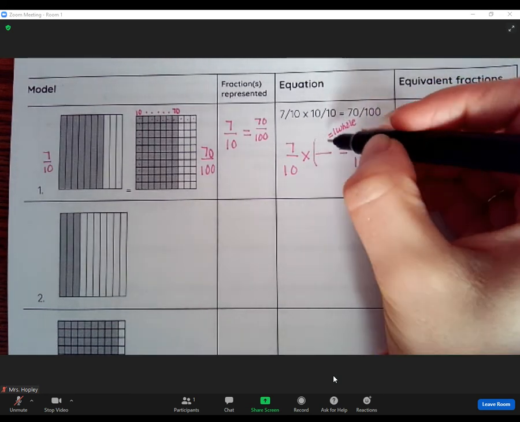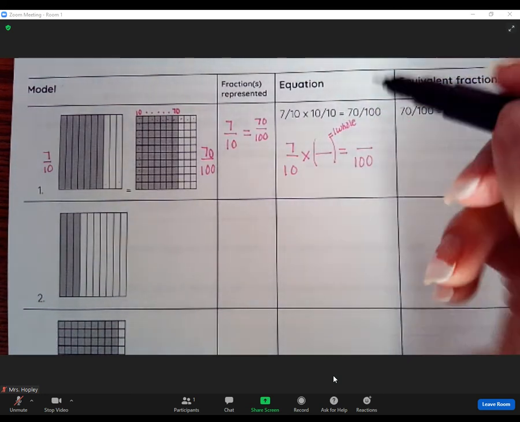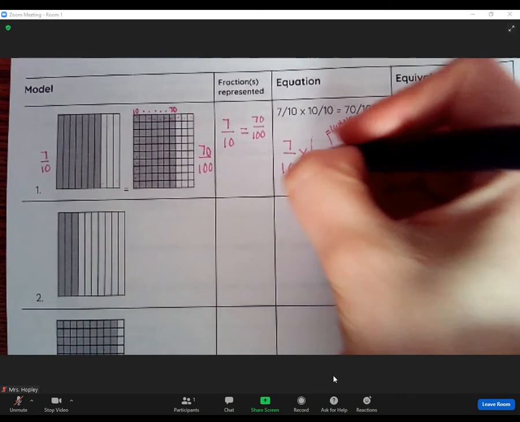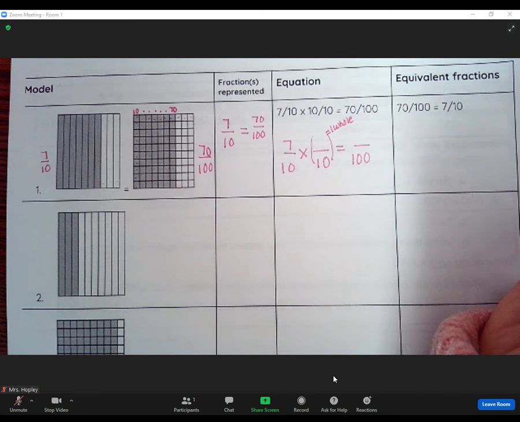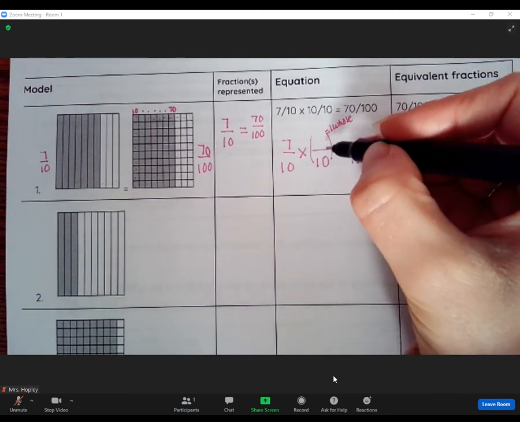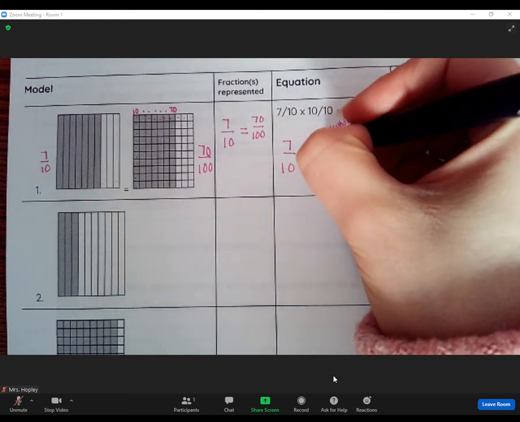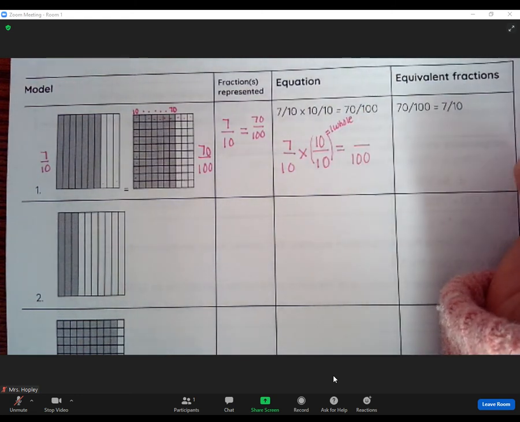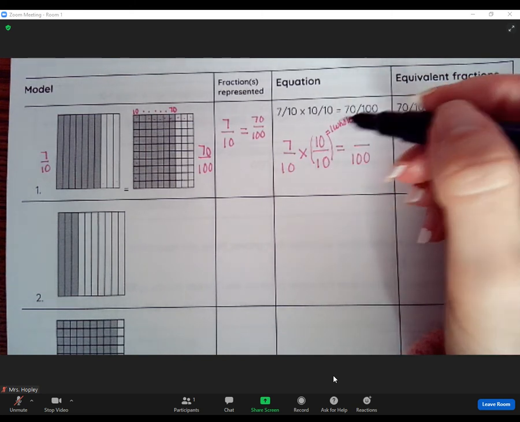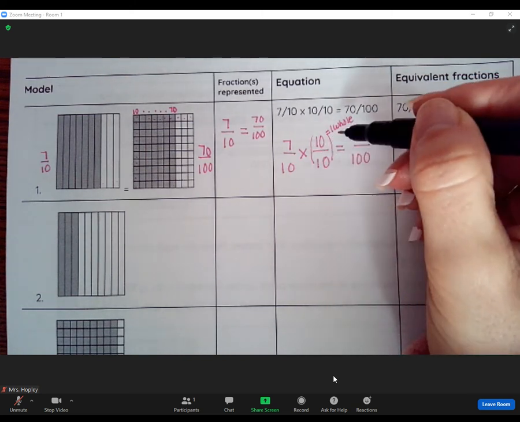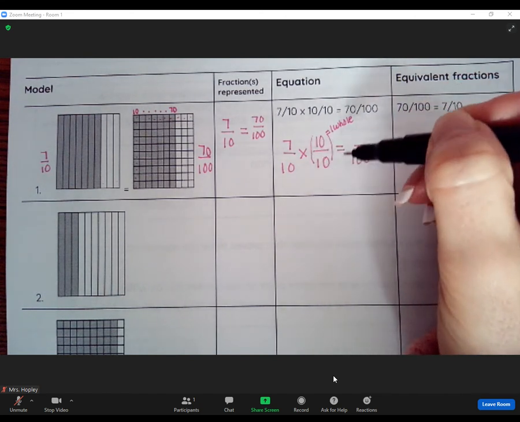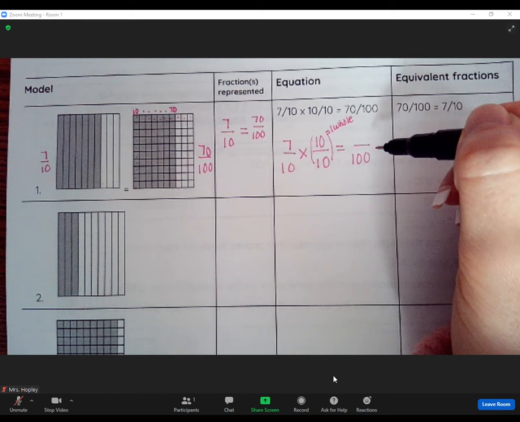So to figure out which fraction goes here, I need to think, 10 times what will give me 100? All right, so that's a fact I think most of us know, 10 times 10. And if I want to multiply by a fraction equal to 1 whole, I know the numerator needs to be the same as the denominator. So I need to multiply by 10/10. When you multiply by a fraction equal to 1 whole, you get an equivalent fraction. We don't want a bigger fraction than 7/10. We want an equivalent fraction that just has more smaller pieces. And that's exactly what we're going to get.